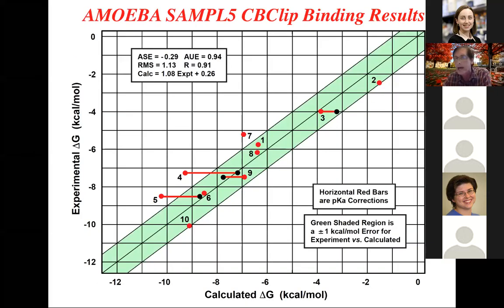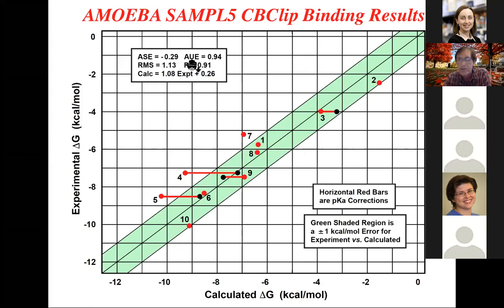And here's what we get. This is calculated versus experiment. The red points are our predictions. Three of the dyes, 3, 4, and I guess 5, have pKa issues in that their pKa is around the value at which the experiments were run, so you have to compute pKa corrections. But here are the results. The green bar is plus or minus 1 kcal between calculated and experiment.